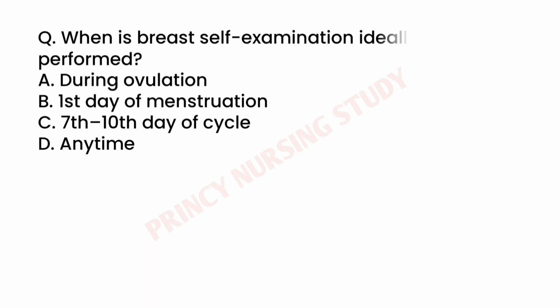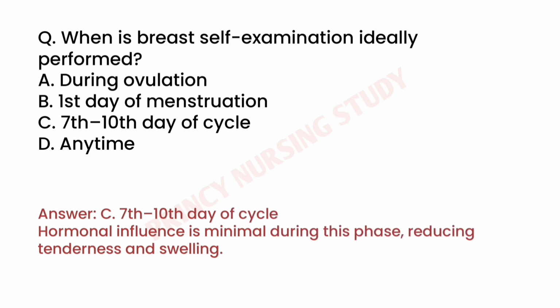Next question. When is breast self-examination ideally performed? Correct answer is C. 7th to 10th day of cycle. Hormonal influence is minimal during this phase, reducing tenderness and swelling.